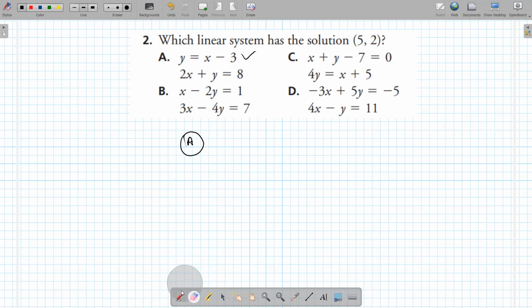Now we're gonna do the same thing for the bottom equation of A. So 2 times 5 plus 2 equals 8. That is not true. That's 12. So option A is out because it does not check out for the bottom equation.